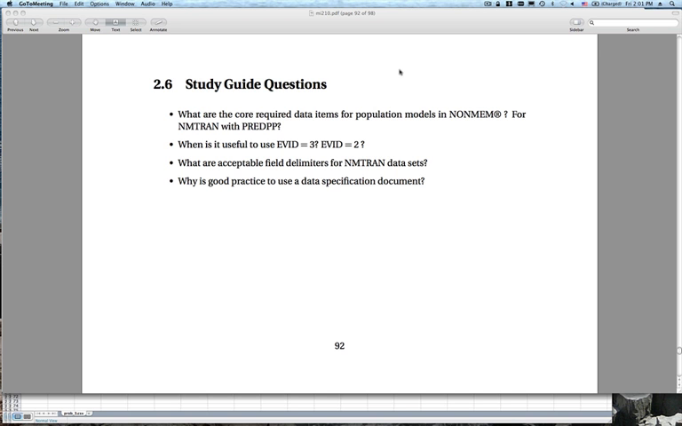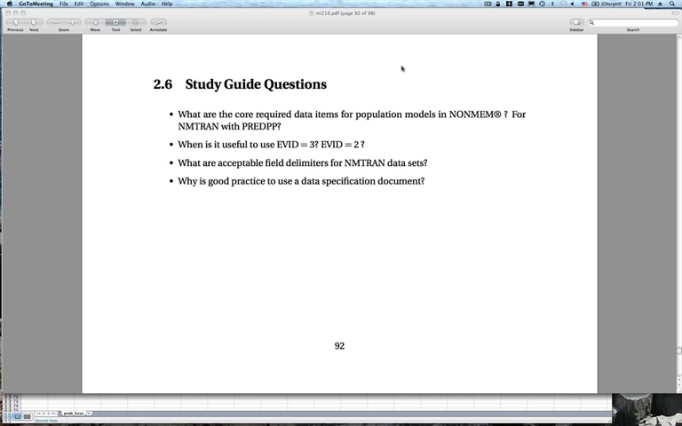Okay, we'll start with some study guide questions sort of as the refresher from the lecture last Tuesday. Here's a question. What are the core required data items for population models in NONMEM? And what I should have done here is set these up as a poll to see what you all thought. But I'm going to provide the answers for today.